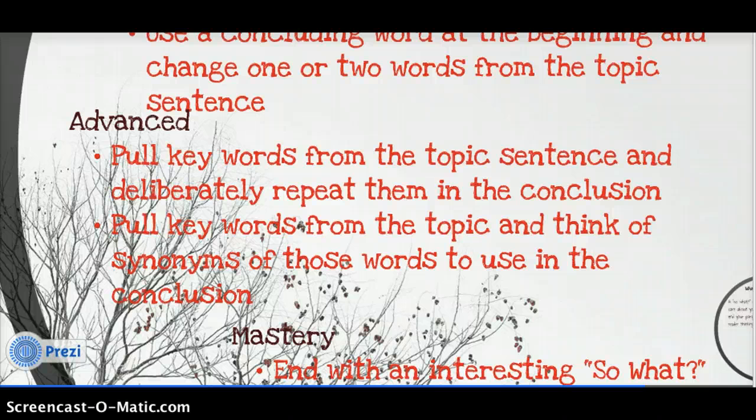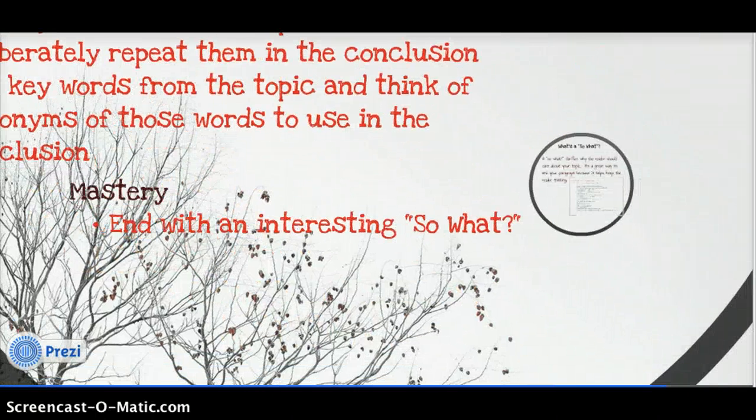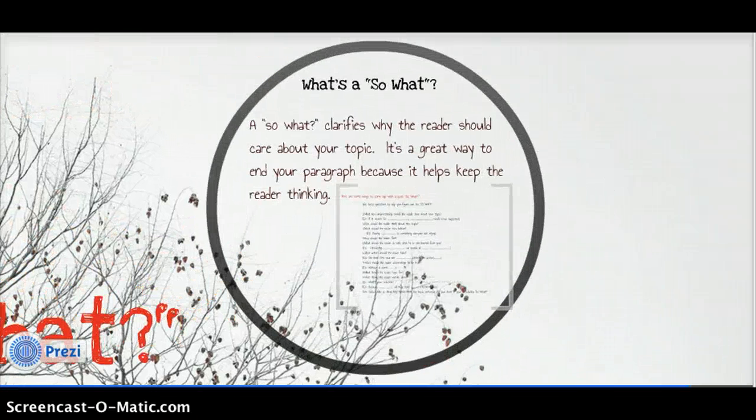So the advanced is where you start to use a little bit more artistry. Rather than just repeating it or being very formulaic about it, you're starting to rewrite the idea in your own words. You're saying the same idea, but in a more concluding way. Maybe you're pulling those keywords out or using synonyms for the keywords, and those get repeated in the concluding sentence. But it's not just a copy of the topic sentence. However, the mastery, and this is where we really want to be, is where you're going to end with an interesting so what. The so what is something that's going to keep your reader thinking about what you're doing. If you're using the guided notes, there's a list of what a so what is. But essentially, a so what clarifies why the reader should care about your topic. It's a great way to end your paragraph because it really does keep them thinking.